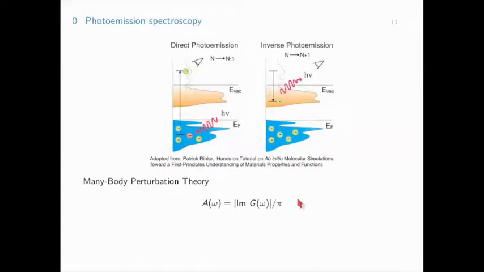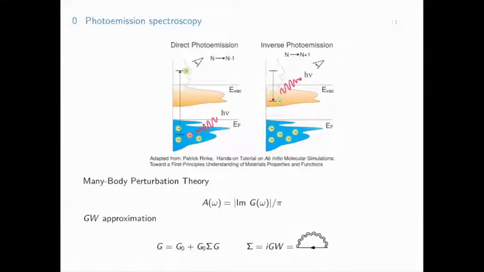Within the so-called GW approximation to electron correlation, many-body perturbation theory has become the method of choice for the calculation of quasi-particle band structure and the photoemission spectra for many classes of materials.